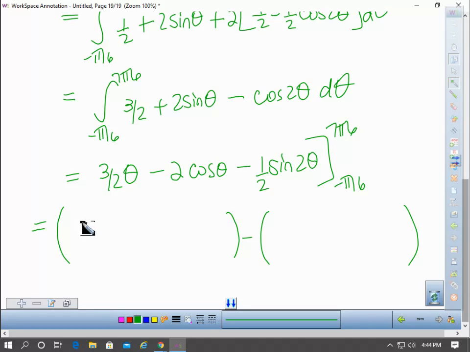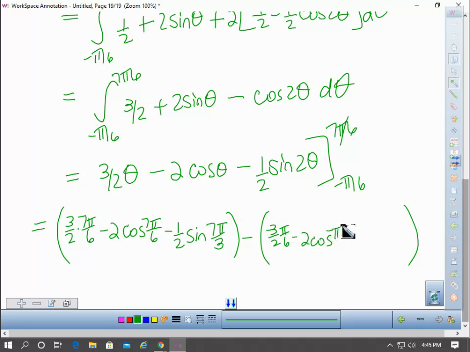So putting in 7 pi over 6 first, this will be 3/2 times 7 pi over 6 minus 2 cosine 7 pi over 6, and then minus 1/2 sine, and we're doubling it, so that'll be 7 pi over 3. Then we're subtracting, putting in the negatives, so 3/2 times negative pi over 6 minus 2 cosine of negative pi over 6 minus 1/2 sine of double that, negative pi over 3.